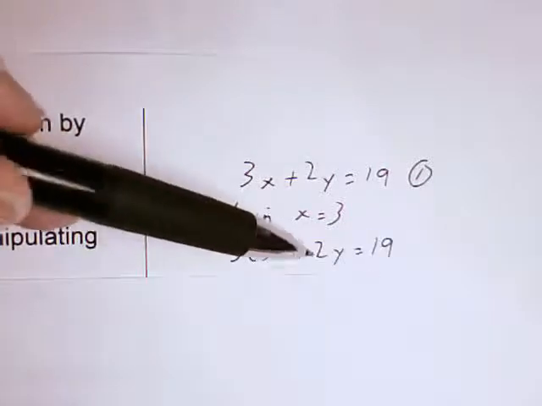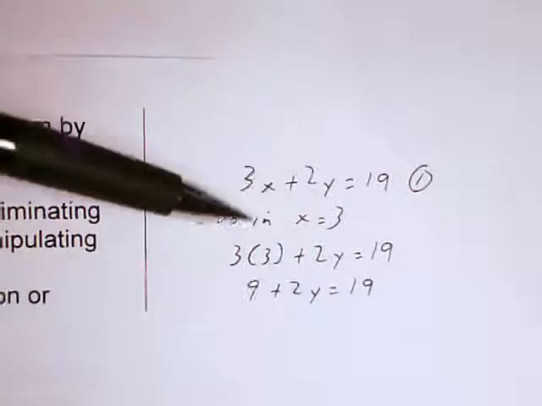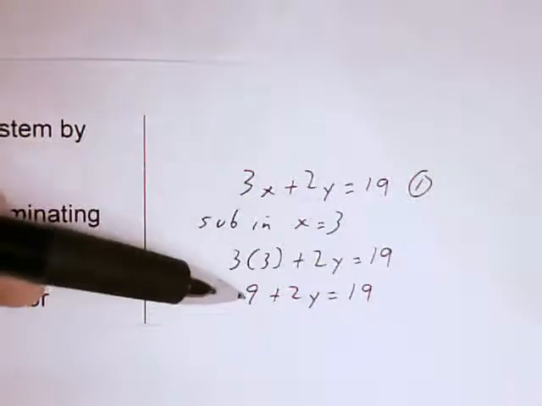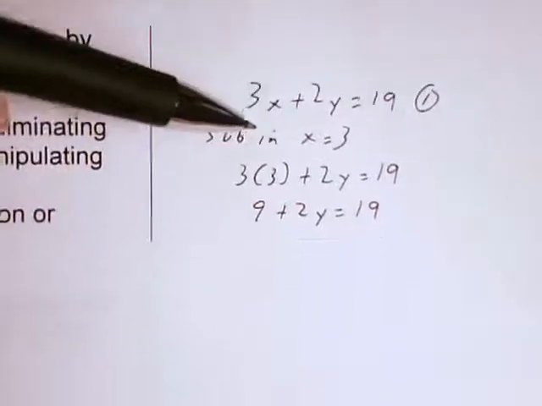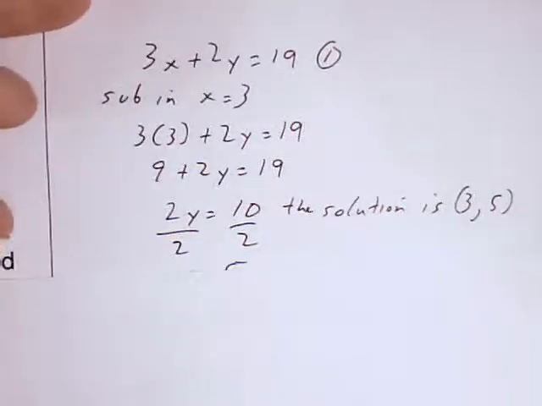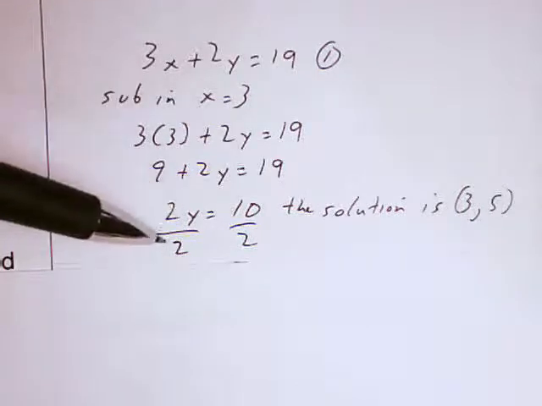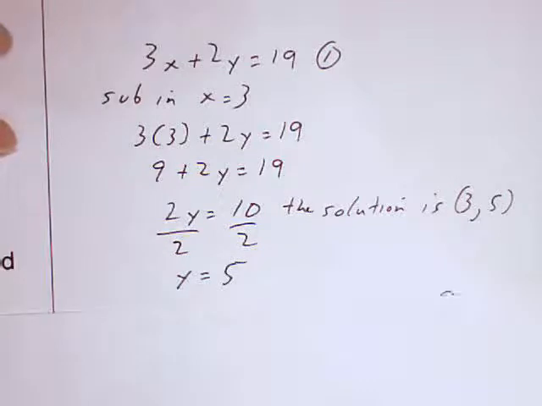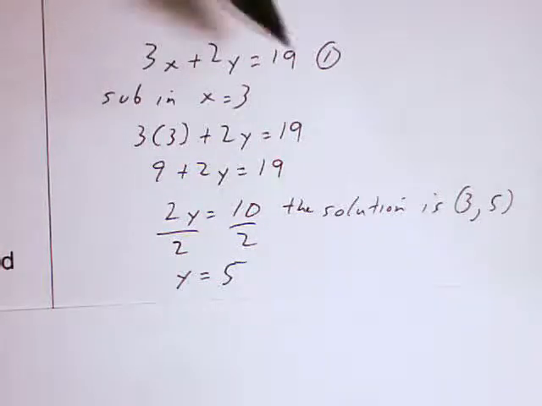So I'm going to substitute in x equals 3 wherever I see an x. So I get 3 times 3 plus 2y equals 19. 9 plus 2y is 19. I'd like to get rid of this 9, so I'll subtract it from both sides. That gives me 2y equals 10. And if I divide both sides by 2, I get y equals 5. So this tells me that the solution is 3, 5.